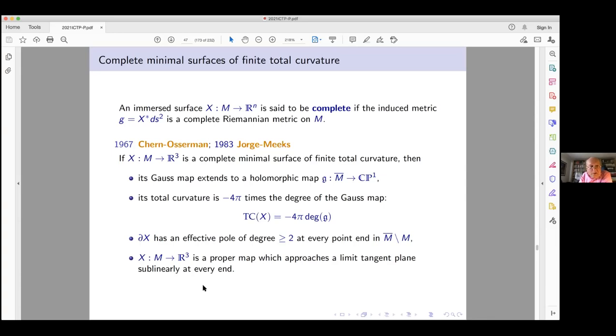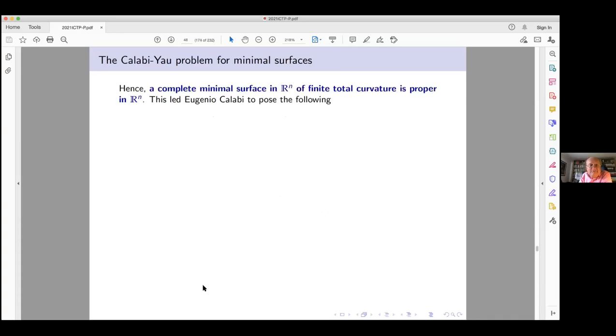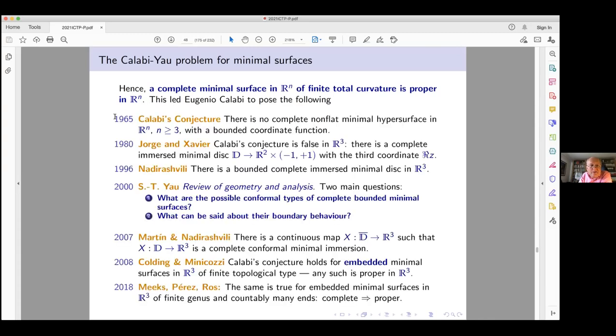Okay, and because of these results, the conclusion is that a complete minimal surface of finite total curvature is always proper in Rn. And this led Eugenio Calabi in 65 to pose this conjecture. He thought that there are no complete non-flat minimal surfaces in Rn which would be bounded. He even thought that you cannot even make one bounded coordinate function.